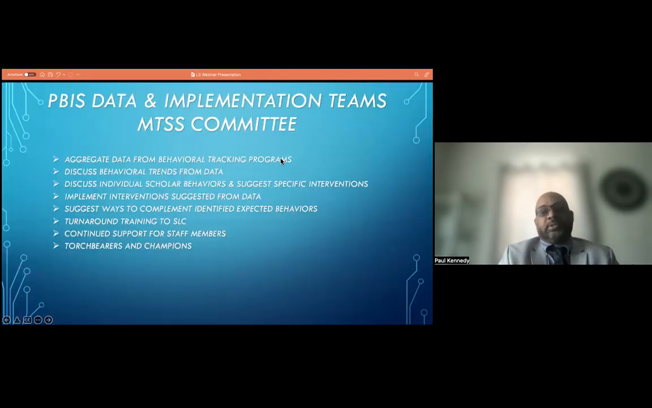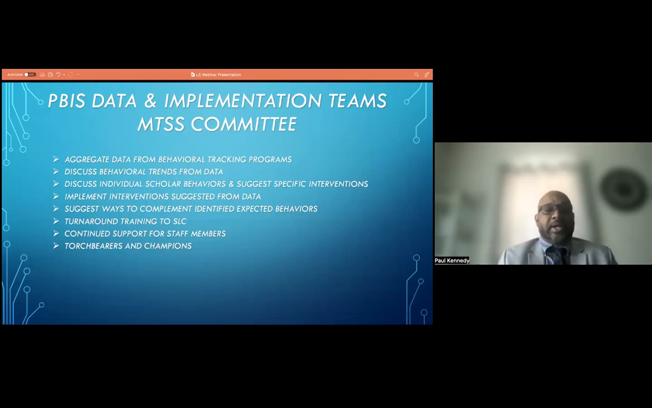So what you have to do is have a PBIS data team, an implementation team, and an MTSS committee. The data team looks at the data, aggregates it, and says these are the trends that are happening. The implementation team takes that data, discusses it, and talks about the different interventions that are going to be applied and assessed throughout the school.